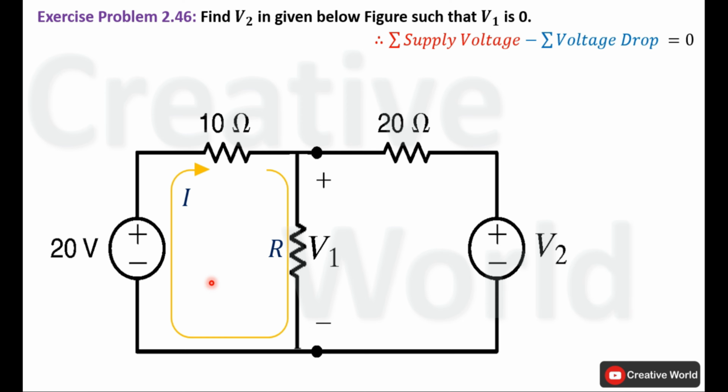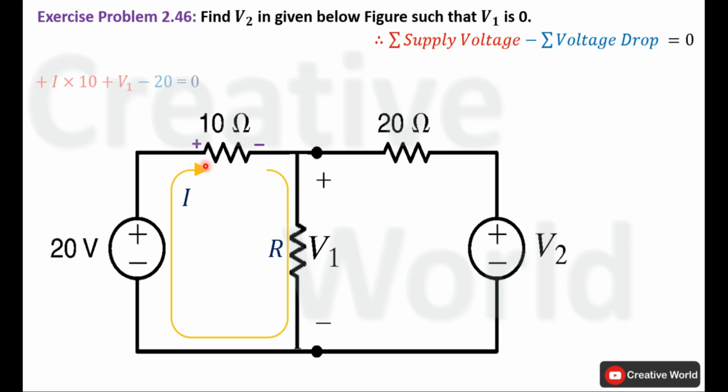Now, according to the assumed direction of current, make polarity notation across this resistive element. Current entering terminal will be taken with positive sign and current leaving terminal will be taken with negative sign. Polarity notation across this resistive element is already provided in the question, so we cannot change this polarity. Now start writing the KVL equation for this closed loop.